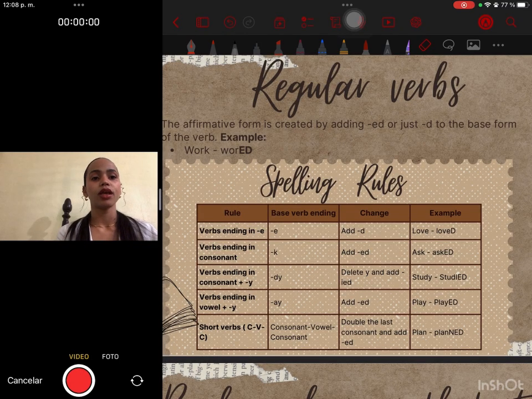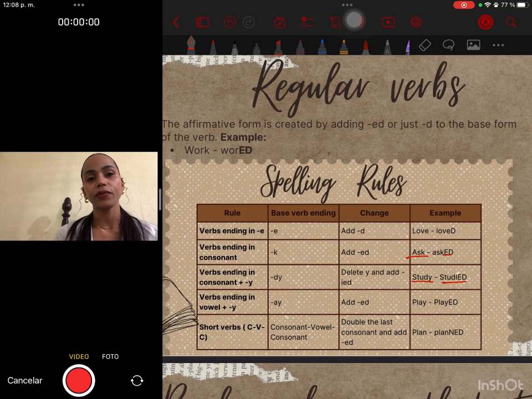This rule says, when you see verbs ending in e, add d. Example: love, loved. Verbs ending in a consonant, just add ed. Example: ask, asked. Verbs ending in consonant plus y, delete the y and add ied. Example: studied. Verbs ending in vowel plus y, just add ed. Example: played.